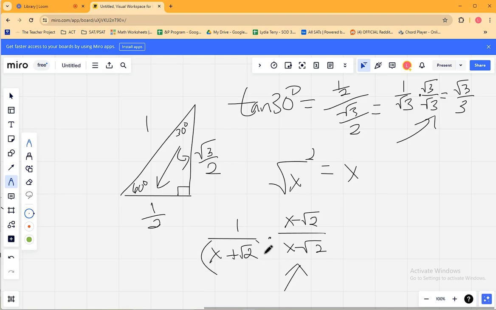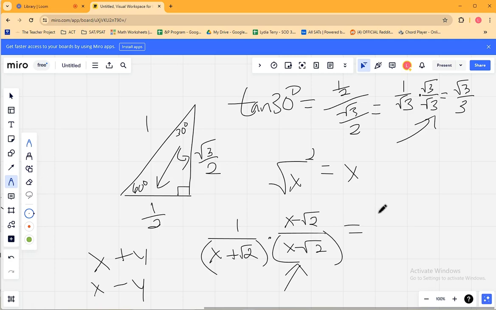These two binomials are called binomial conjugates. So a conjugate is a binomial. Binomial conjugates are binomials that have the same terms, but they have different signs. So a term is something you add or subtract, okay? So these are binomial conjugates. And so when you need to rationalize a denominator and you've got a binomial, you're going to use the conjugate, okay? Let's see what happens here.